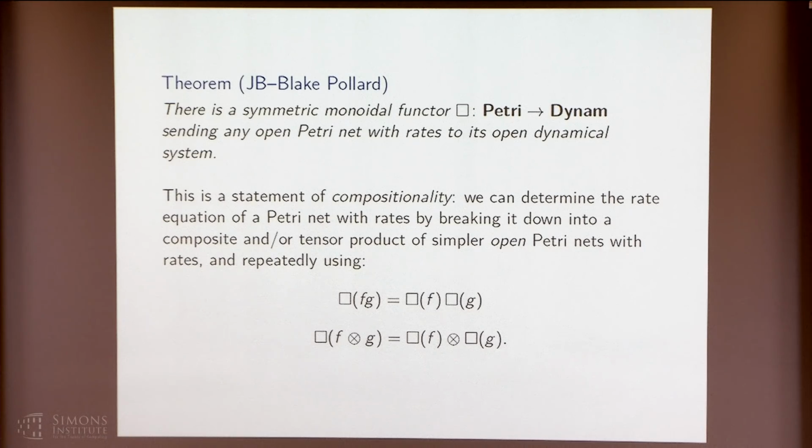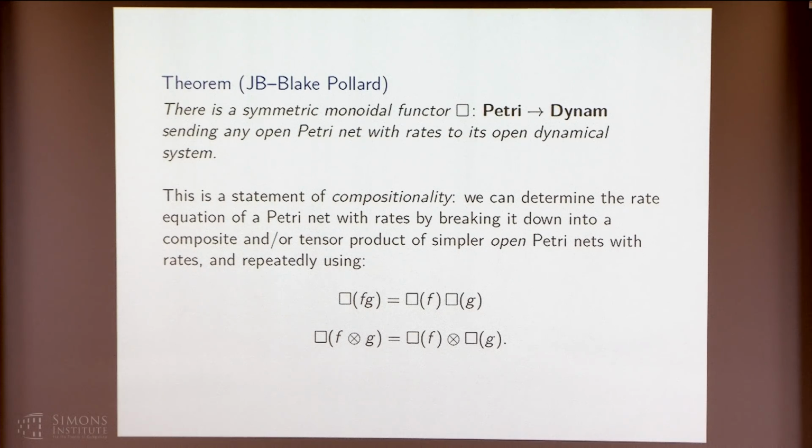He's right here. And here's our theorem. There's a symmetric monoidal functor, which I'm calling box, from Petri to Dynam, which sends any open Petri net to its open dynamical system. So the main thing about this theorem is that this box thing needs to preserve composition and tensor product. Being a symmetric monoidal functor means mainly that you preserve composition and you preserve tensor product.